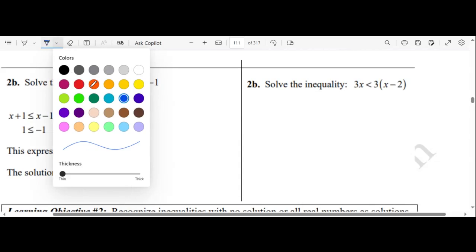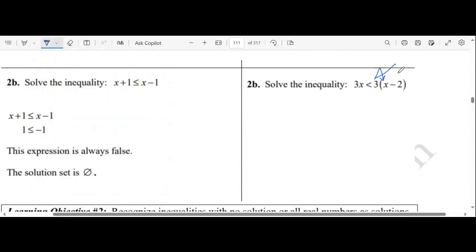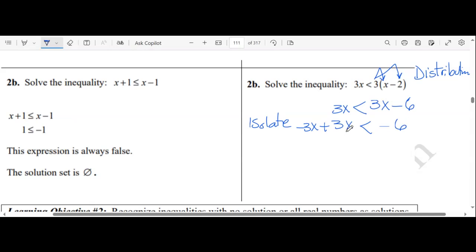Okay, what's the first step here we do? Distribution. So you get 3x minus 6. And then what should I do now with 3x? Isolate, correct. So you're going to get 3x, and this 3x goes to the other side, becomes what? Minus 3x, correct? And you have minus 6.